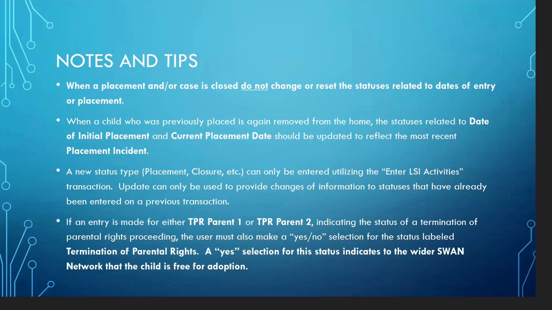If parental rights are terminated for one parent while the proceedings regarding another are pending, the user should update the status labeled TPR Parent 1 to indicate that rights have been terminated, and update the status labeled Termination of Parental Rights to indicate no. Once rights are terminated for all parents, the termination of parental rights status should be updated to indicate yes.